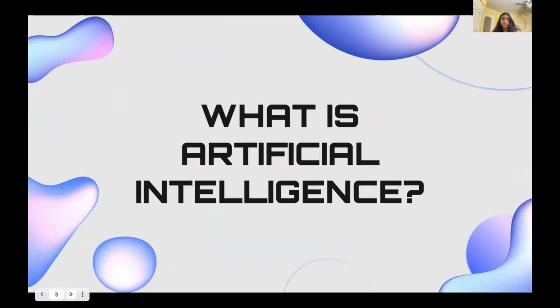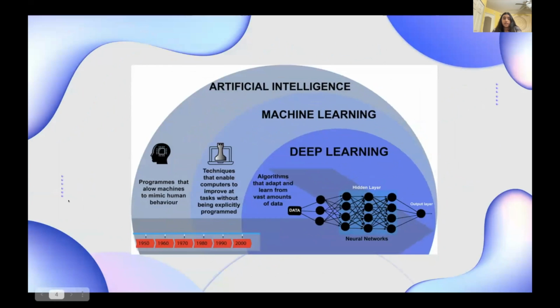What is artificial intelligence? Artificial intelligence is a program that allows machines to mimic human behavior. A subpart of artificial intelligence is machine learning, which is a technique that enables computers to improve at tasks without being explicitly programmed. And lastly, a part of machine learning used very explicitly in healthcare is deep learning, which is when algorithms adapt and learn from vast amounts of data. A large part of deep learning is neural networks. When neural networks are given data, they'll give you a certain output layer, which is how they analyze data.